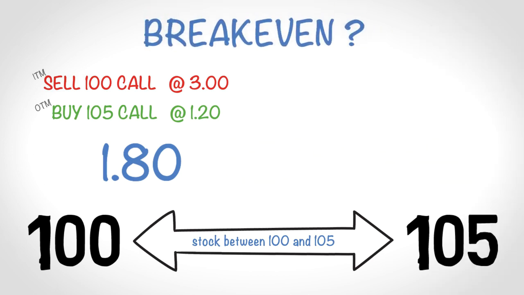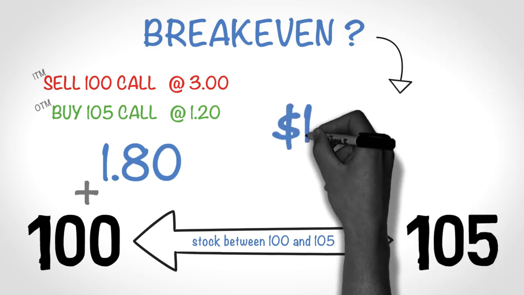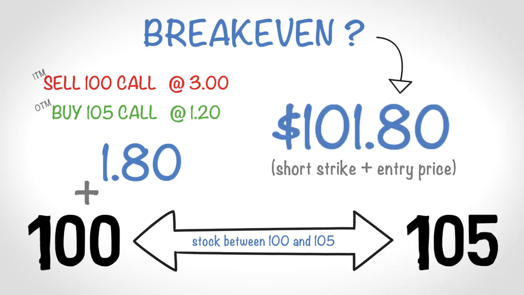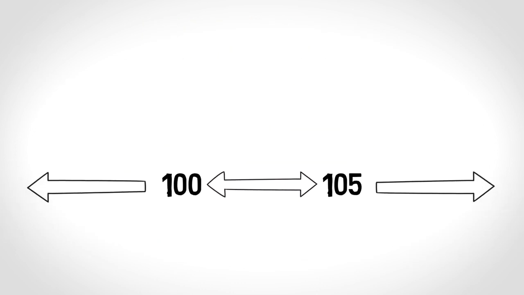But where do we break even? Well, we sold this vertical spread for $1.80. So our break even is 180 plus our short strike of 100. So if the stock is anywhere below 101.80, we'll make money, and if it's anywhere above 101.80, we're going to lose money. I'm going to show you some real trade examples in my trading platform, but first let's recap a bit.